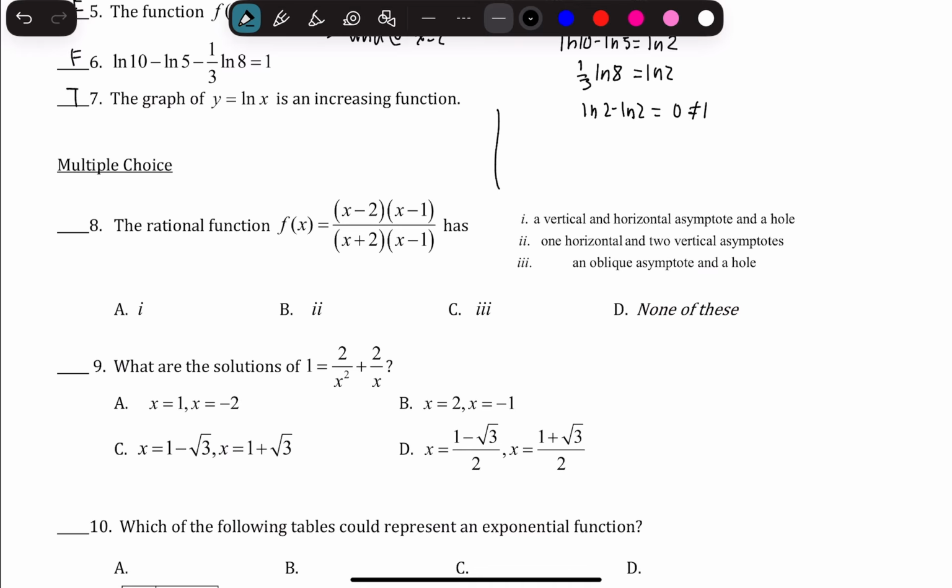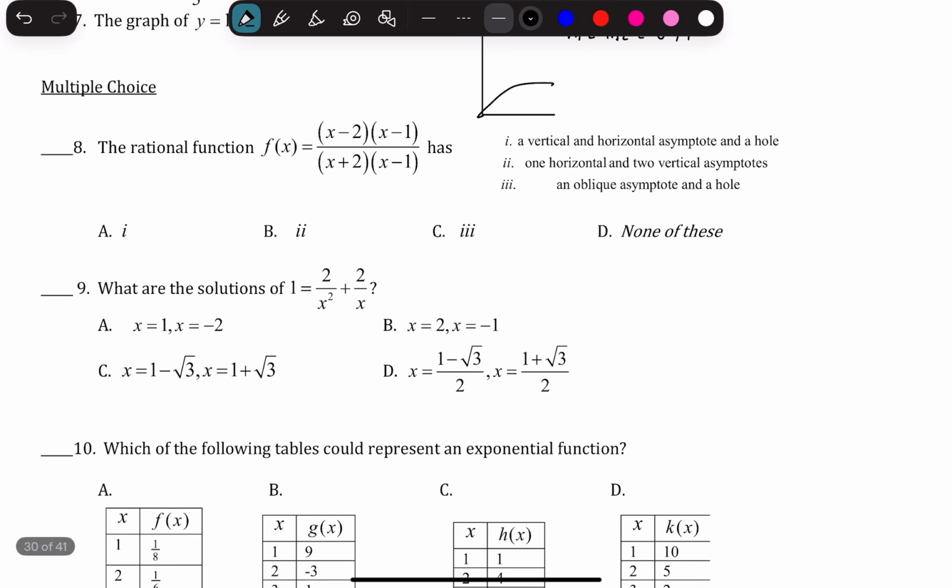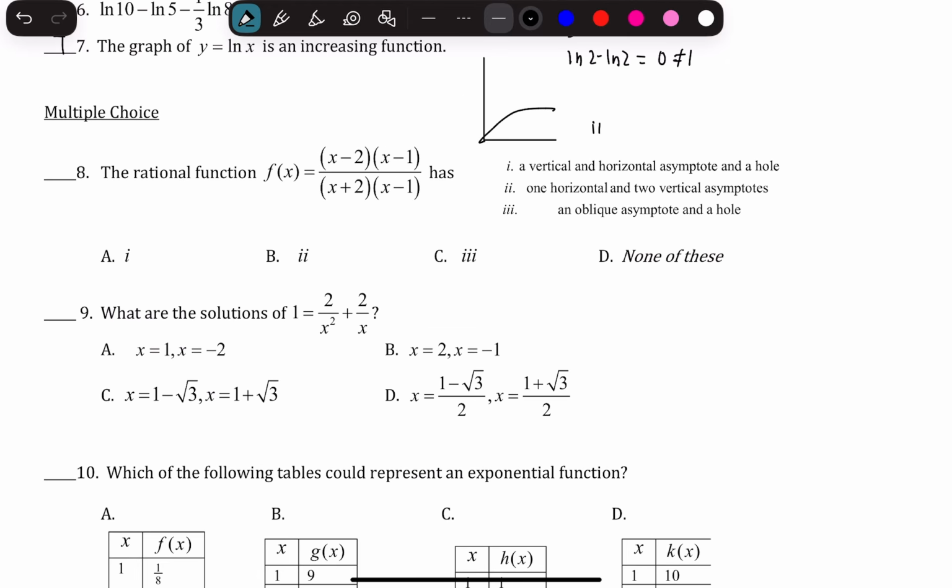The graph of y equals ln x is an increasing function. That's true because ln x is kind of like... wait, I might have it reversed. Yeah, it's like this. It's increasing for all x positive, okay?